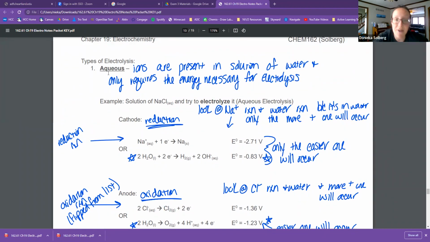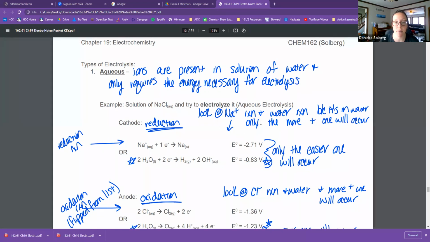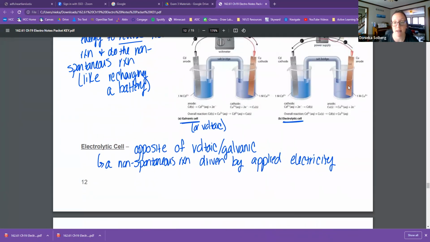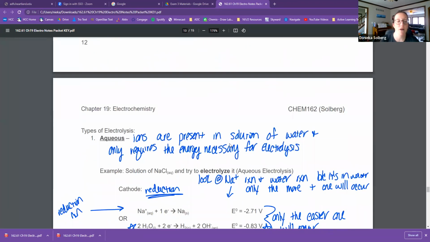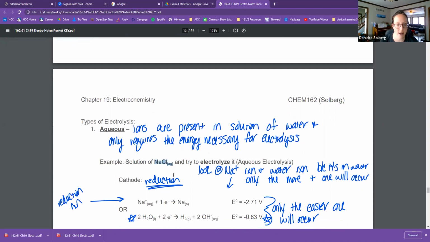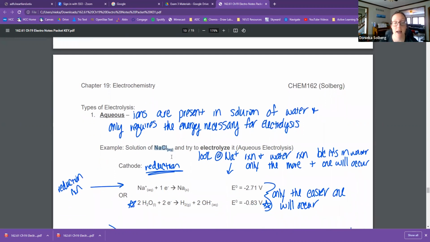Now, the process for figuring out what's going to happen, though, is a little bit more difficult. So essentially in an aqueous electrolysis solution, so exactly what was above here, this would be an aqueous electrolysis solution. It's in water. Okay? Ions are present in the solution of water and only requires the energy necessary for electrolysis. Okay, so if I have salt, for example, and I would like to electrolyze it, okay? So the first thing I want you to do, whatever I tell you I am trying to electrolyze, I need to look at those ions, okay? Because that's what I have. I have Na plus and I have Cl minus.